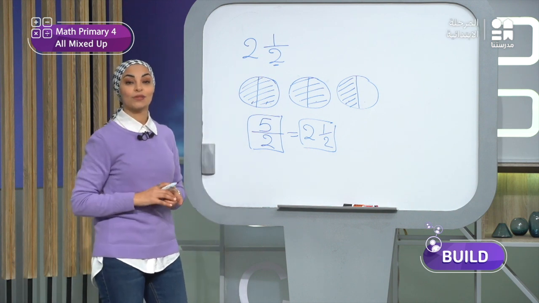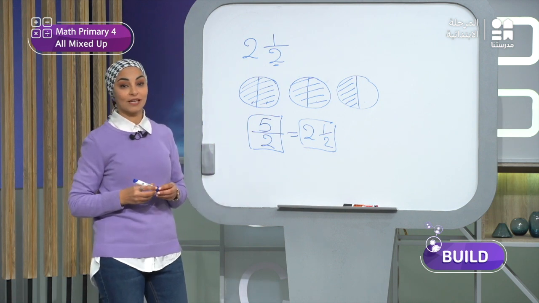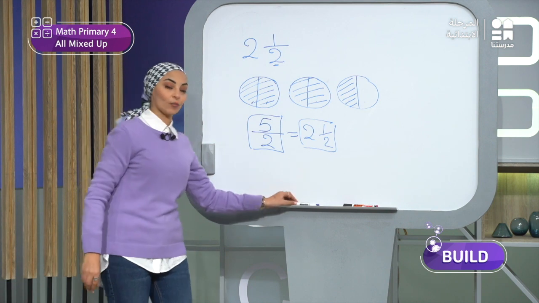And now let's do the activity mixed to improper in your build book, pages 13 and 14. Now let's do it on the board.